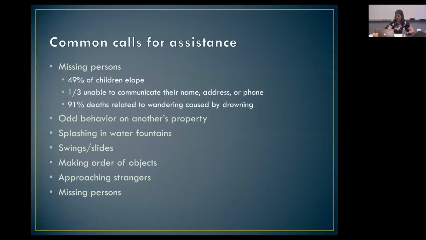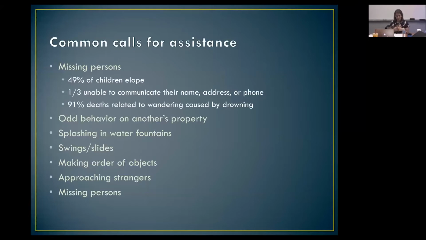Oftentimes there's odd behavior on another's property. Knowing the social boundary that this is not my property and I shouldn't sit on this doesn't really apply to somebody who's on the spectrum. Somebody on the spectrum might be trying to gain access to a home or sitting outside on a swing, so you might get calls about that.